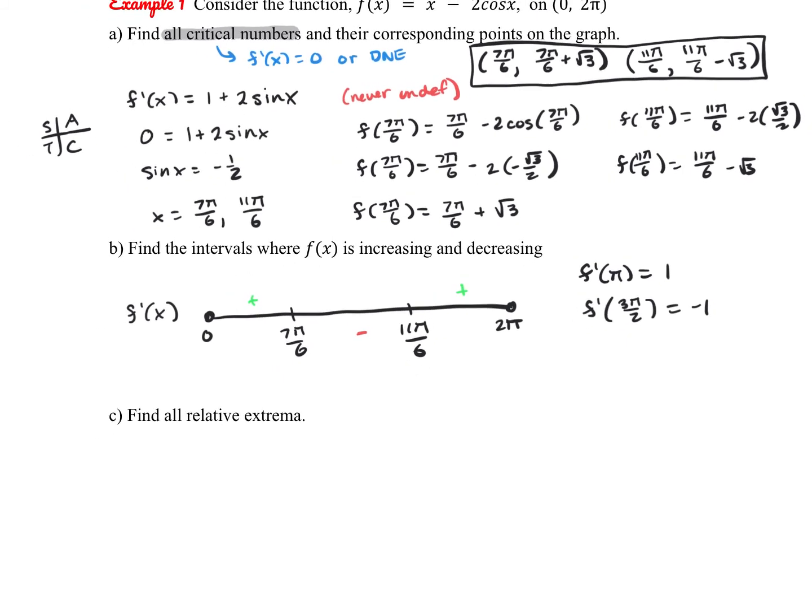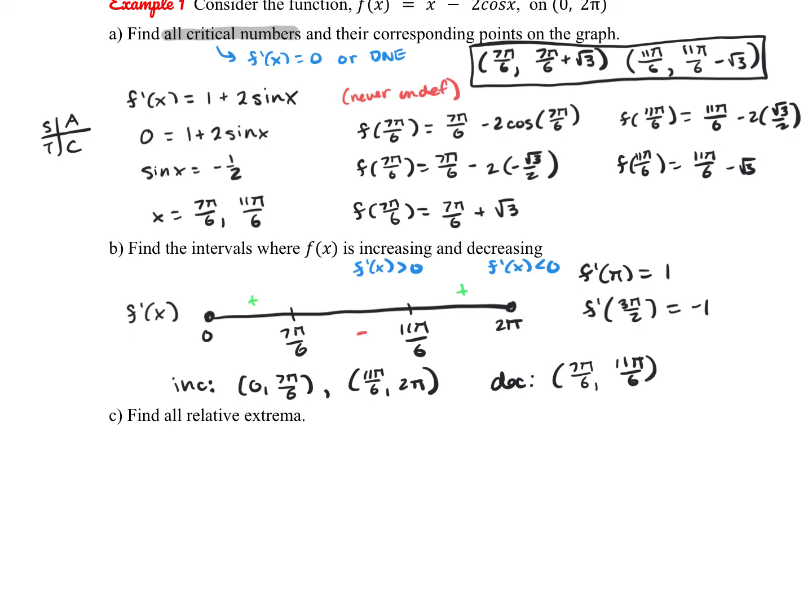So now that we have our sign analysis, we can now determine where f of x is increasing or decreasing. So again, f of x is increasing, I'll make a little note underneath, when f prime of x is greater than 0, and it's decreasing when f prime of x is less than 0. So that means our graph is increasing from 0 to 7 pi over 6, and from 11 pi over 6 to 2 pi. And our graph is decreasing from 7 pi over 6 to 11 pi over 6.